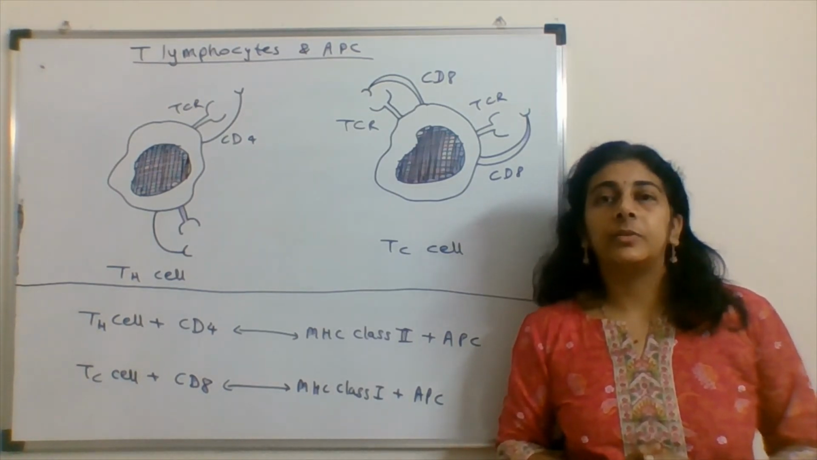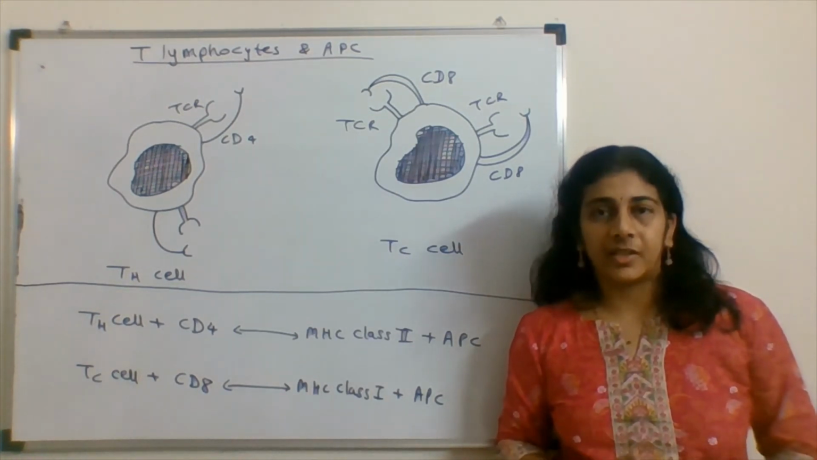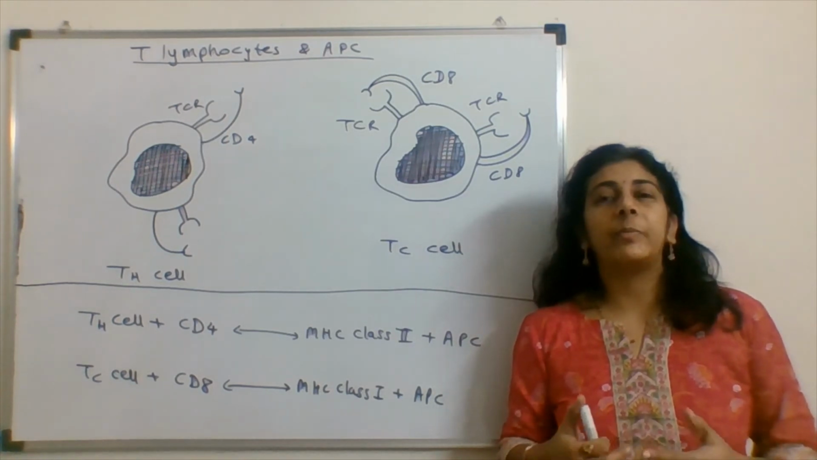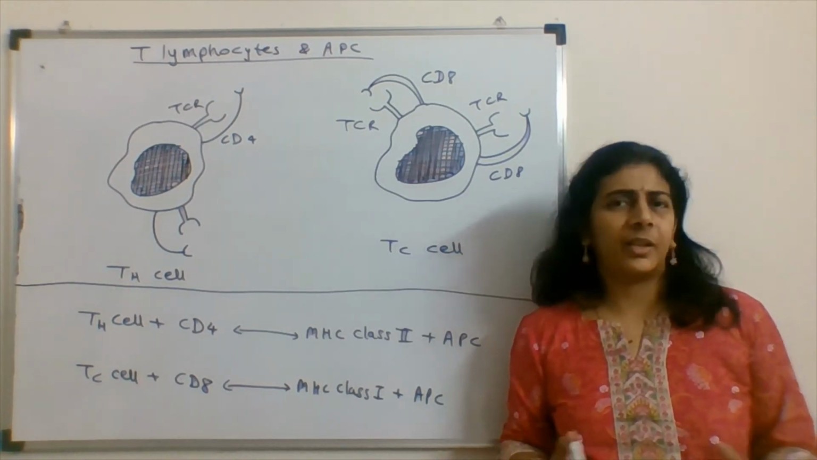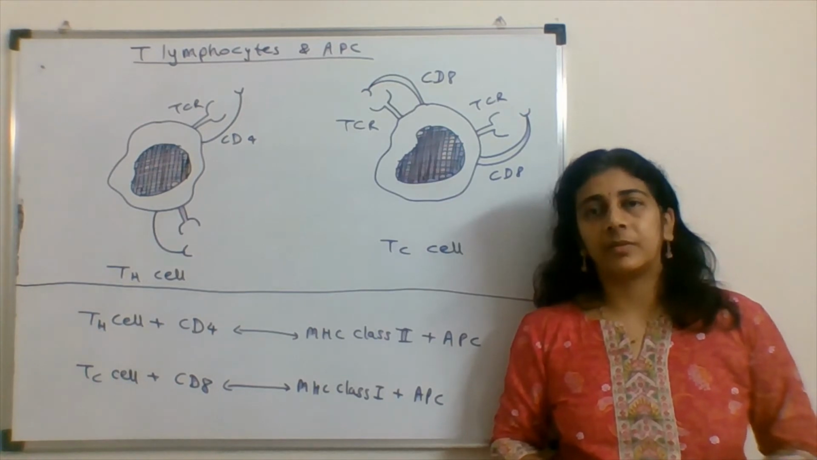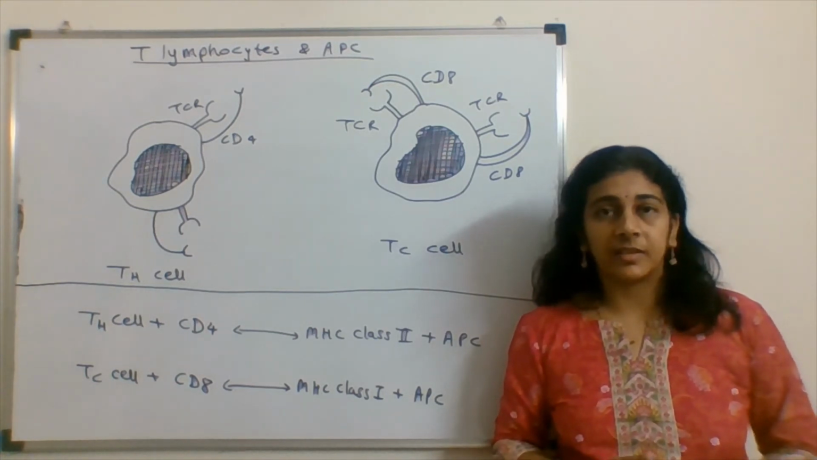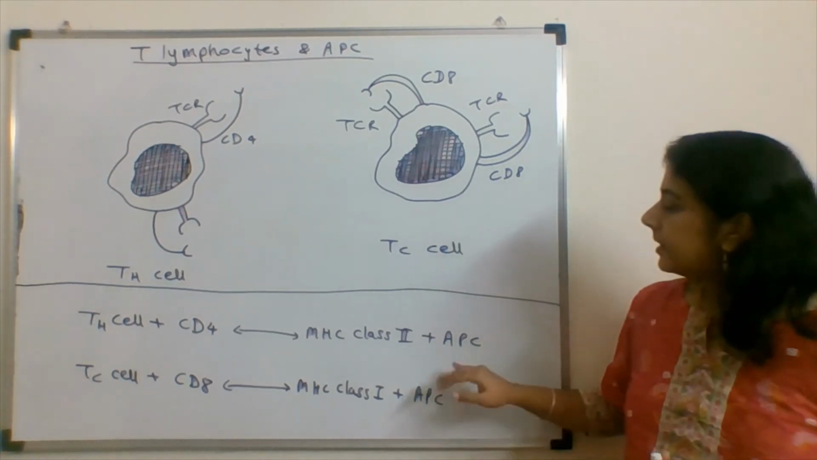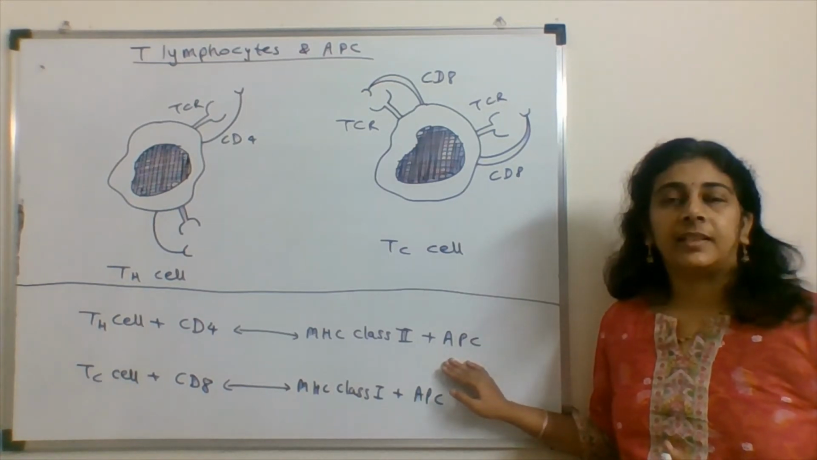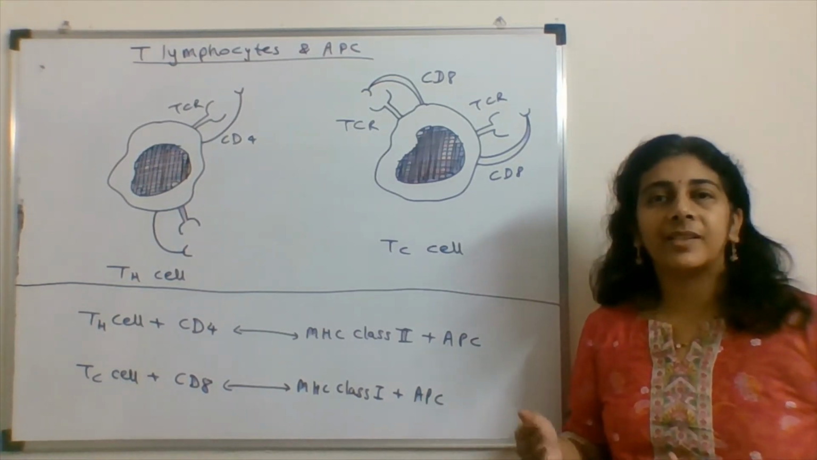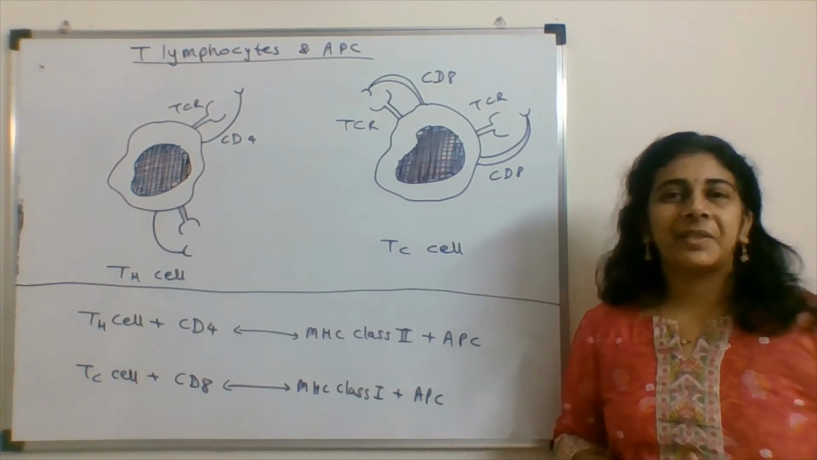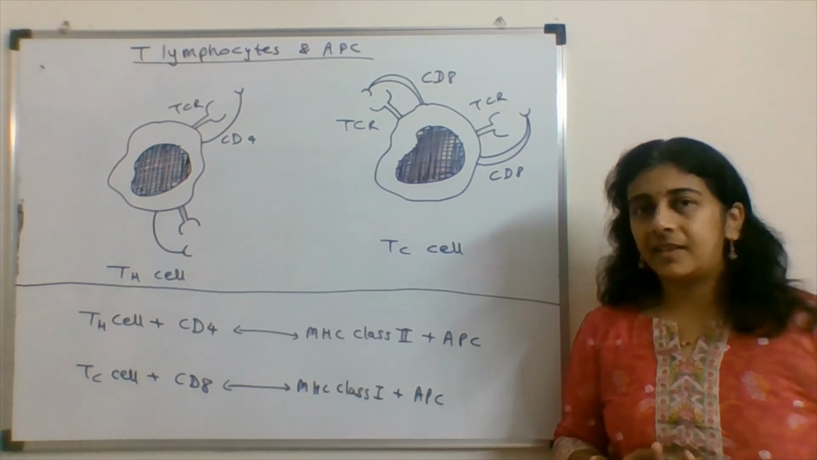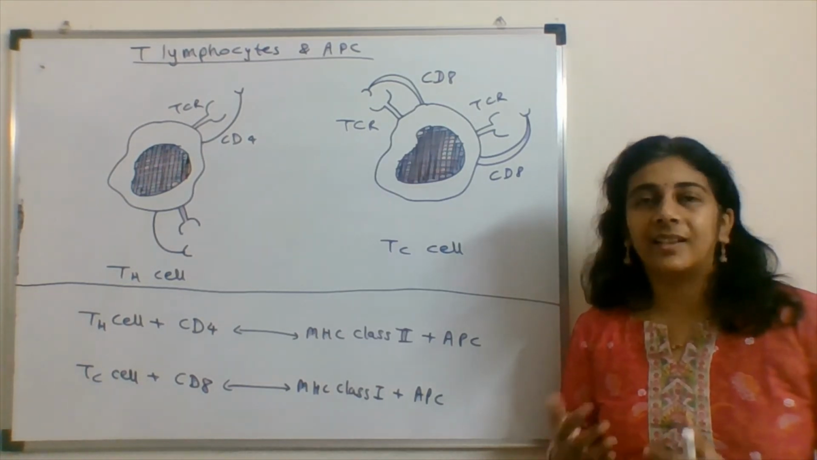As I have told you, T cell needs presentation. The antigen has to be presented to the T cell. It cannot recognize antigen on its own. So who will do this function? This function is done by the APC, that is, the antigen presenting cell. The name itself is telling us that these cells are going to present the antigens.